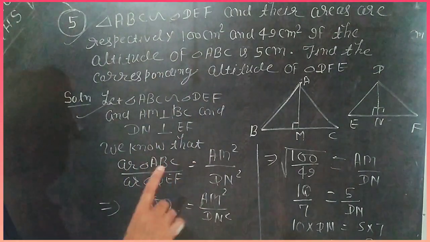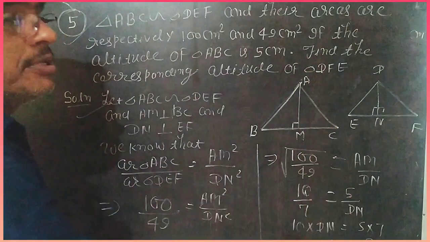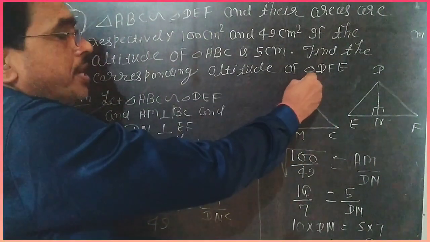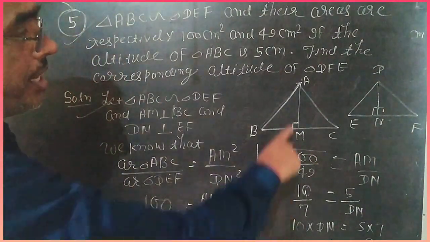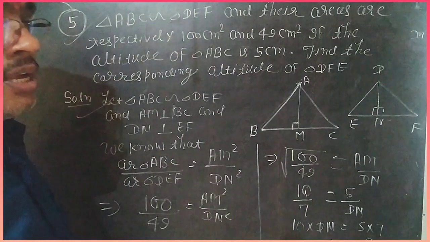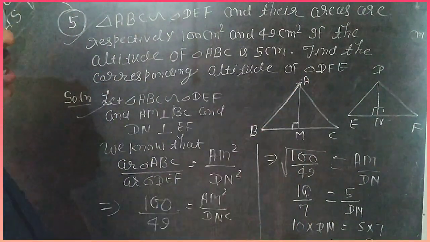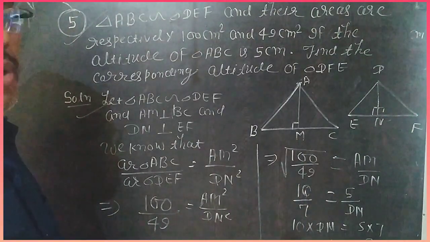It is given in your question that AM is perpendicular to BC. That means AM is an altitude. What is an altitude? An altitude is the line segment drawn from the vertex perpendicular to the opposite side of the triangle. Then AM is perpendicular to BC, so it is clear AM is the altitude of triangle ABC. Similarly, DN is perpendicular to EF, so DN is the altitude of triangle DEF.